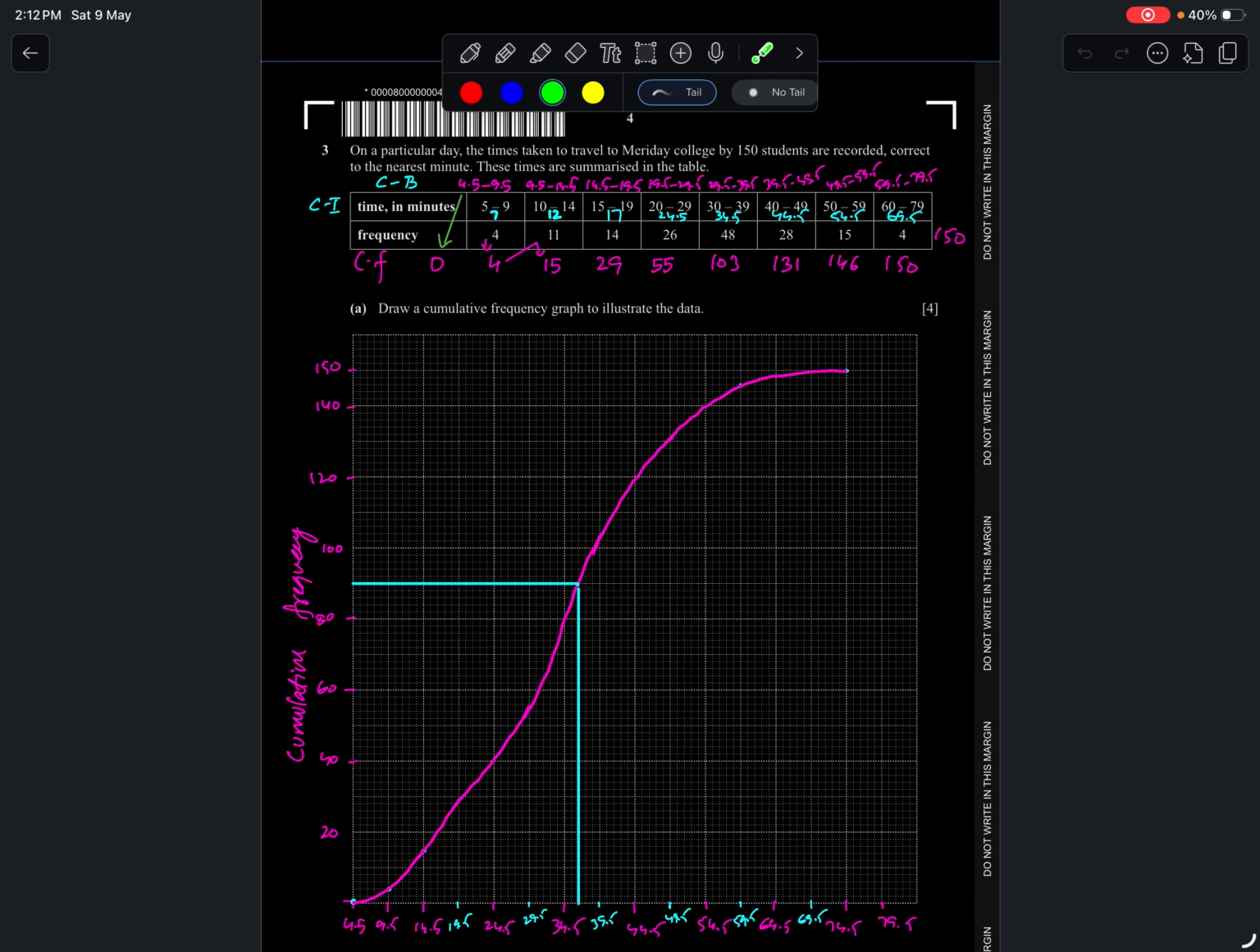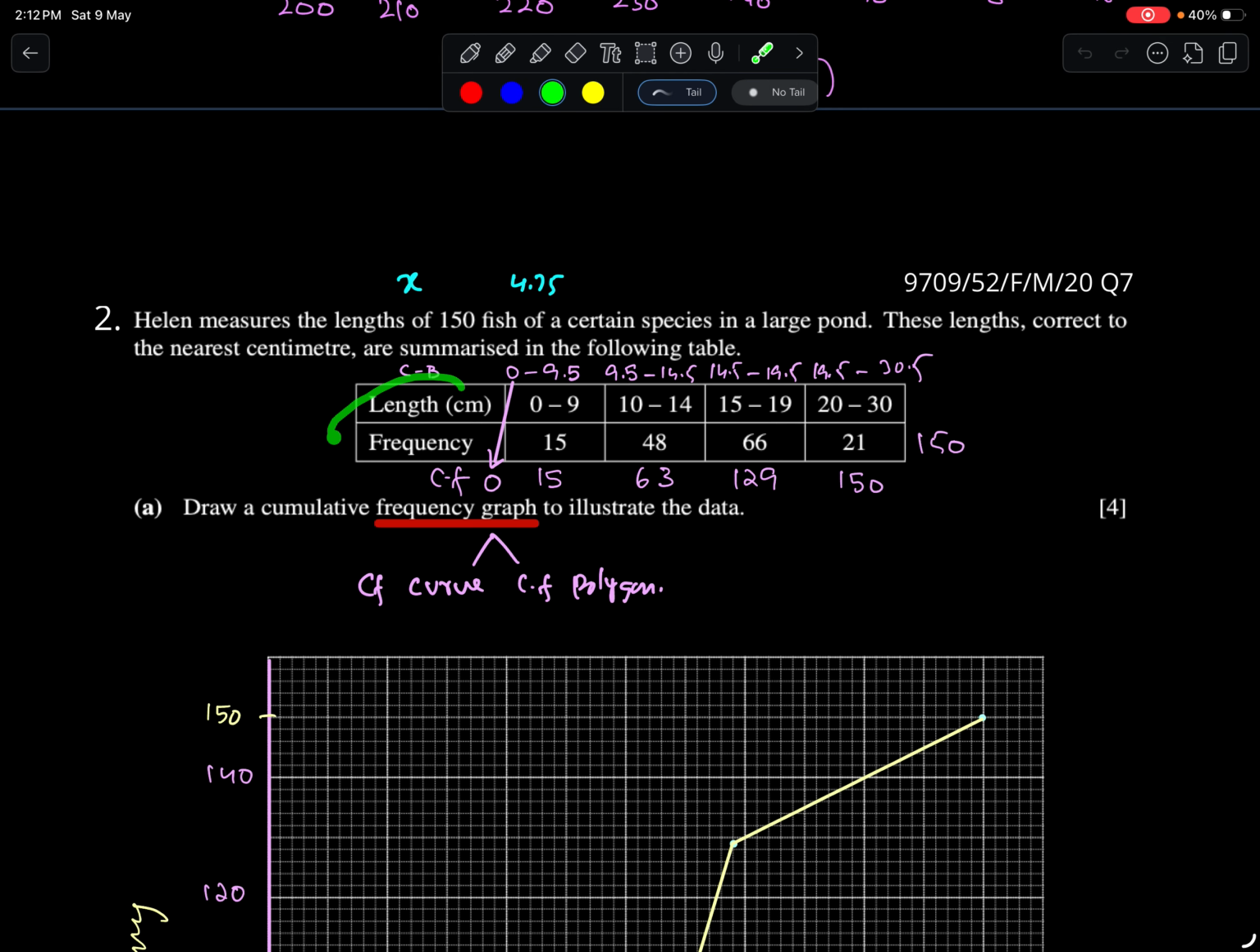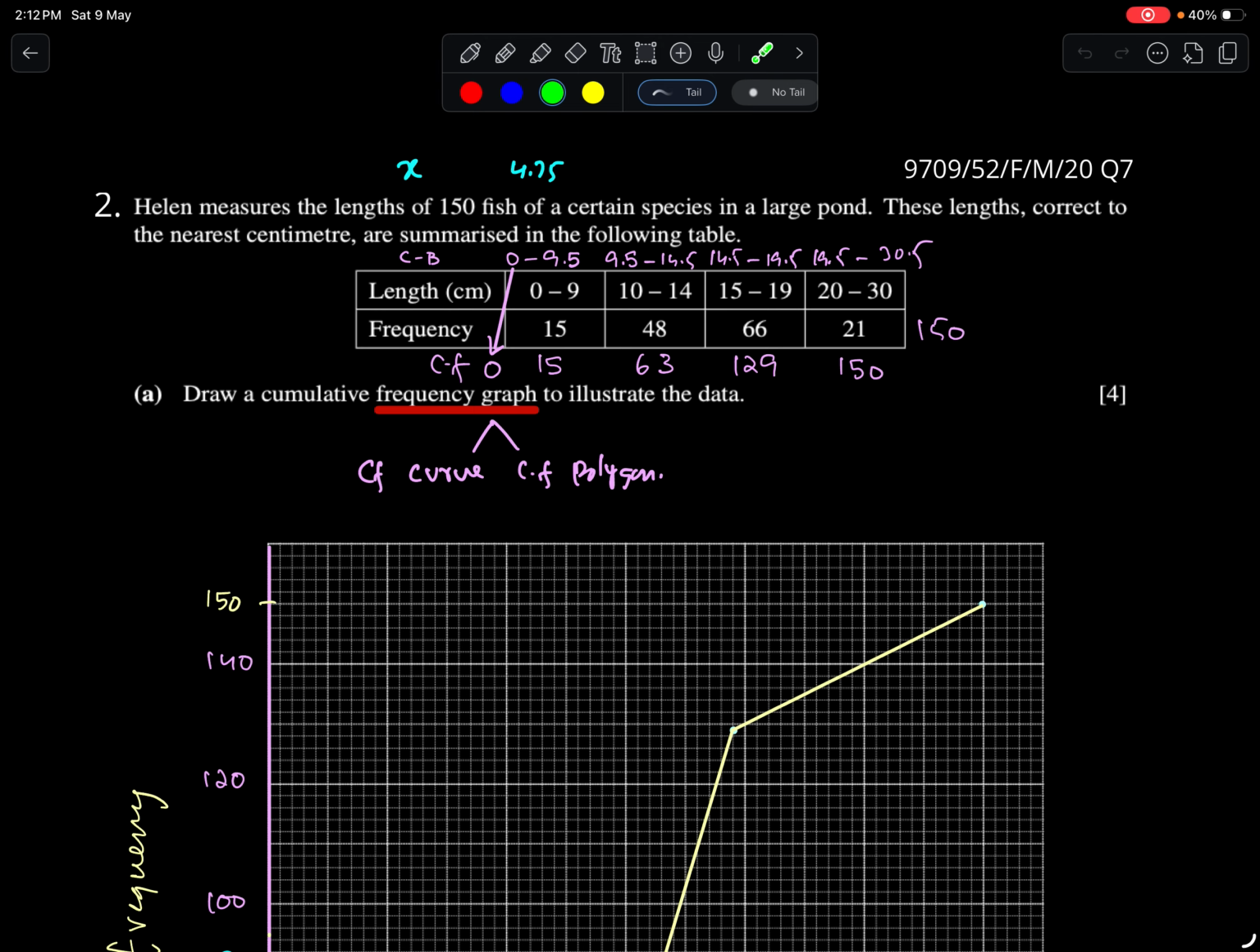And for a curve you need boundaries. Length can't be negative, so don't subtract 0.5 from this, just copy this 0. This is 9.5, 14.5 and so on. Cumulative frequency here. You all know how to draw cumulative frequency, you have done this in O-level math. So copy this 15, 15 plus 48, 63 plus this, and then finally we have the same number. For this value always take 0, and these are the corresponding numbers.